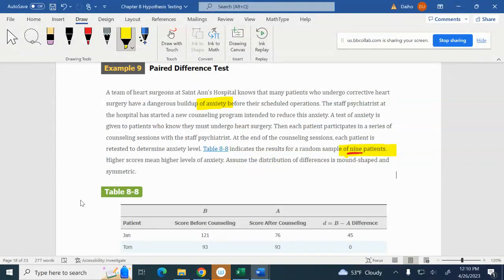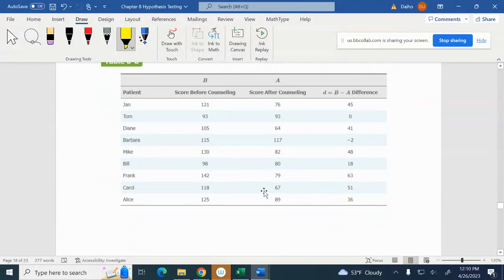So the first patient, before counseling, the anxiety level 121. After, 76. Wow, reduced by 45. Second patient, it doesn't work, right? So it's before and after. Before and after is another good example for the paired sample, dependent.